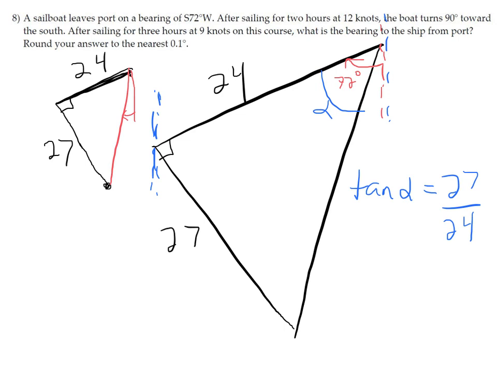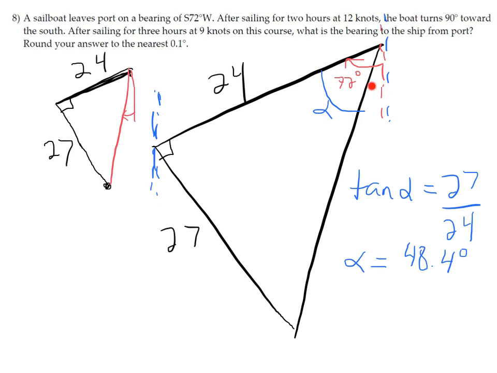So with tangent alpha equals 27 over 24, using your calculator, we take arctangent of 27 over 24 in degree mode, and that gives us alpha equals 48.366, so 48.4 degrees. That's great. That means that we can find the solution to our problem pretty easily.